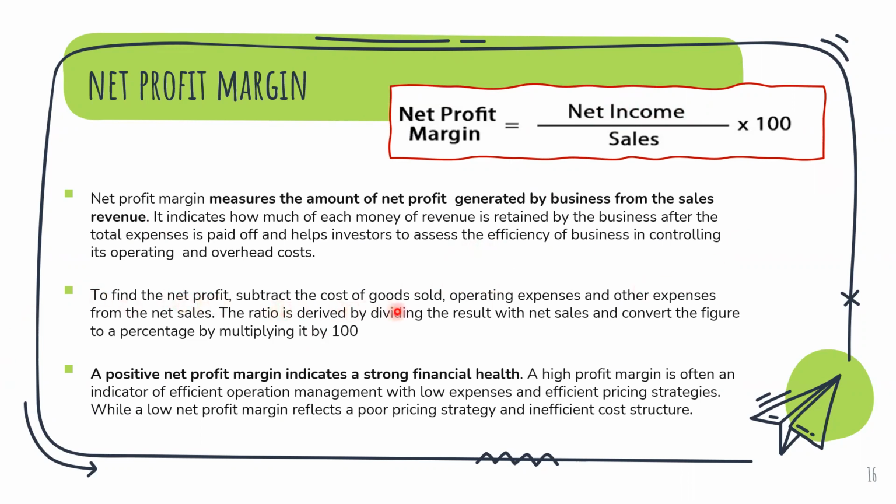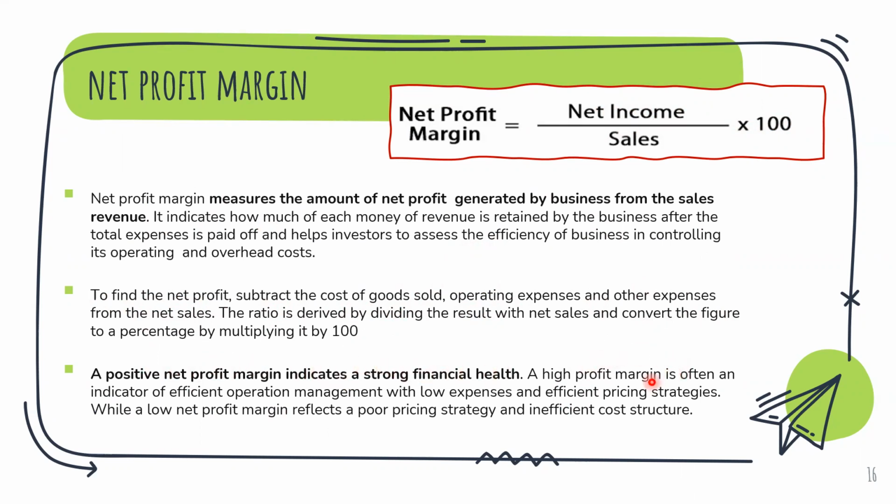And the ratio is derived by dividing the result, that is the net profit, by the net sales and converting the figure to a percentage by multiplying it by 100. Okay, similar to gross profit margin, a positive or higher net profit margin indicates strong financial health.